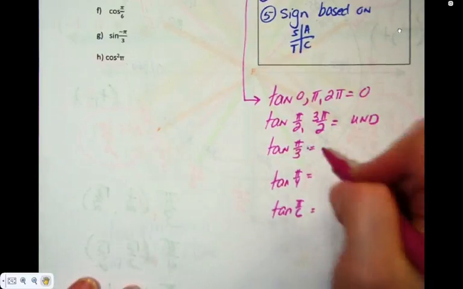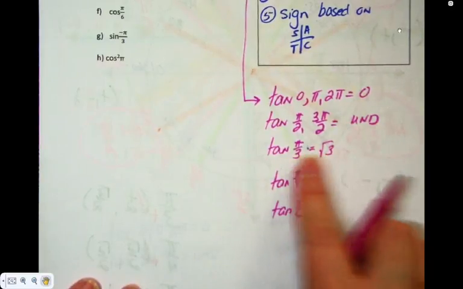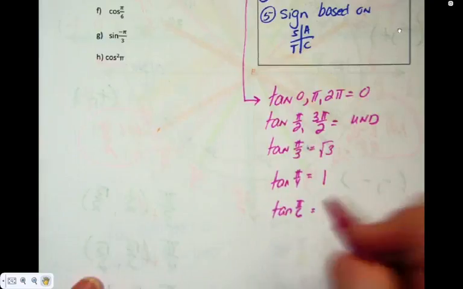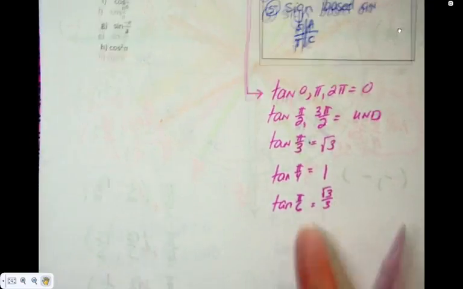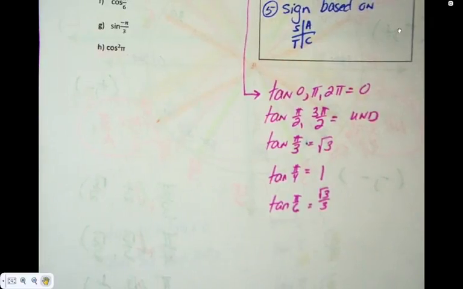Tan of pi on 3, root 3. Remember 3 and 3. Tan of pi on 4. And tan of pi on 6. And remember, 3 plus 3 is 6. So for steps 2 and 3, you're just pulling the value right out of your brain, the 7 values of tan.